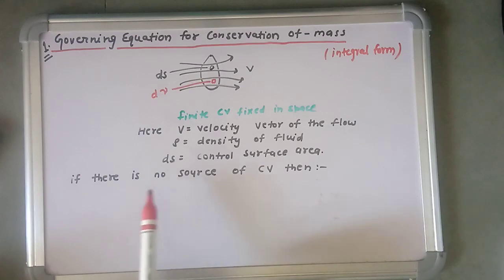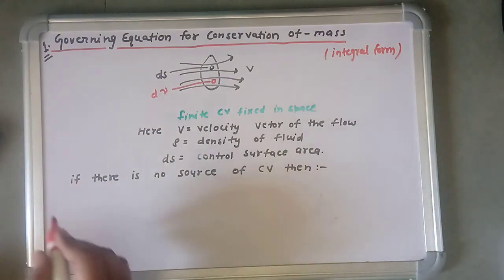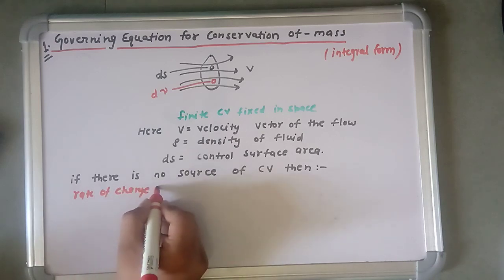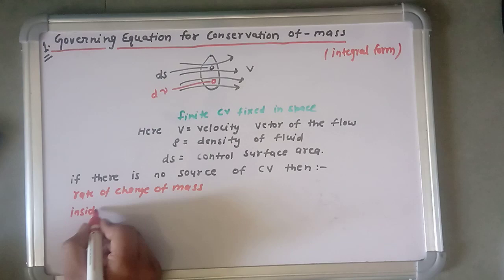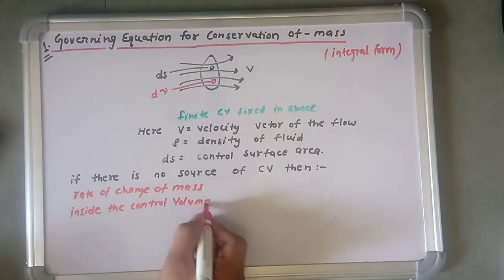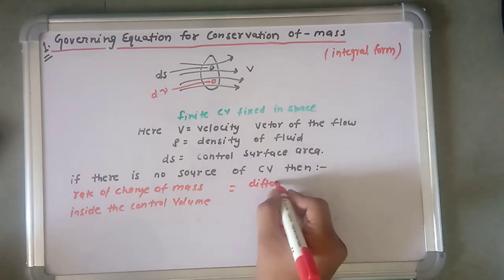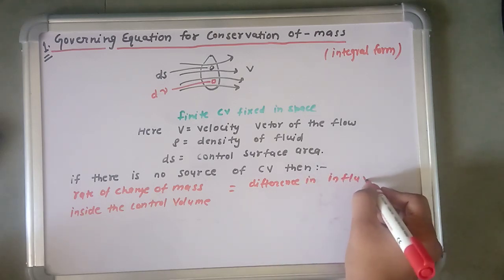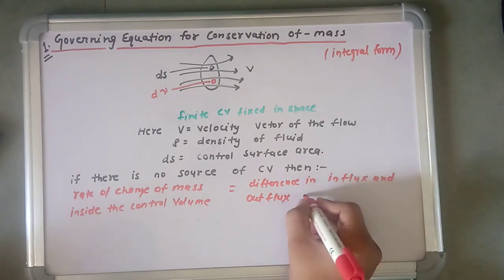If there is no source in the control volume, in that case the rate of change of mass inside the control volume equals, remember this, the difference in influx and outflux of the mass.